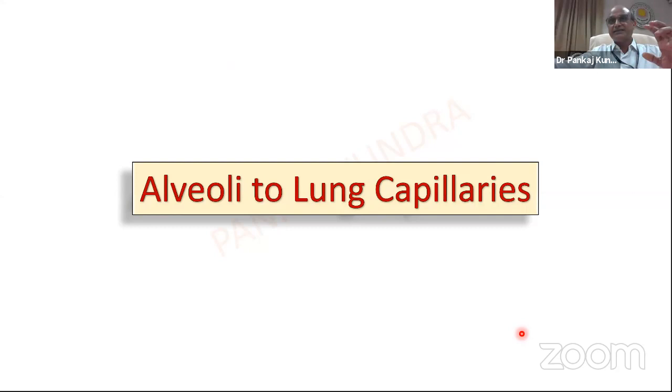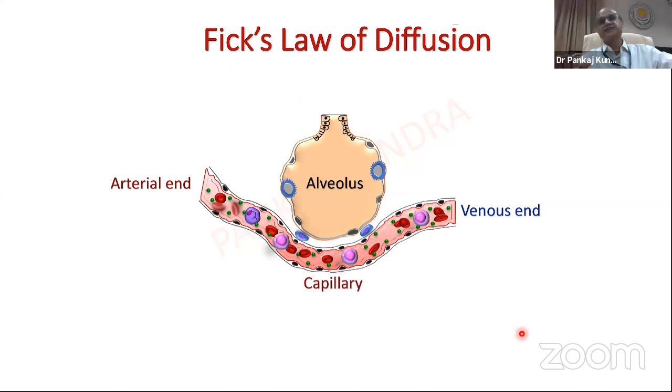Now let's see what happens when the air has to go from the alveoli to the lung capillaries. This is followed by what is called Fick's law of diffusion. Whenever we talk about diffusion in cardiorespiratory physiology, it basically implies Fick's law of diffusion. So this is the arterial end that is coming from the pulmonary artery or the right ventricle, and this is the venous end, that is the pulmonary veins draining toward the left atrium.